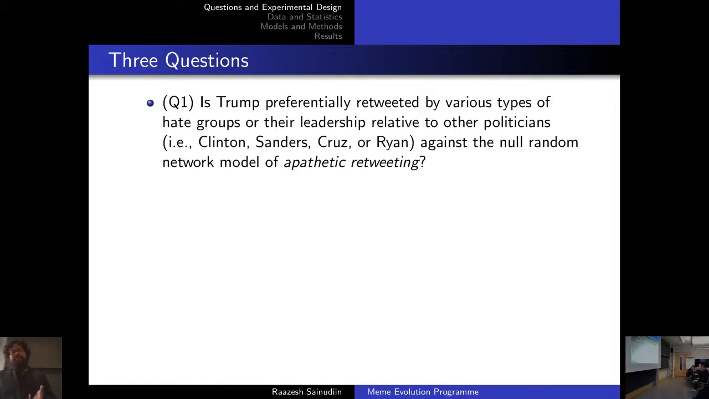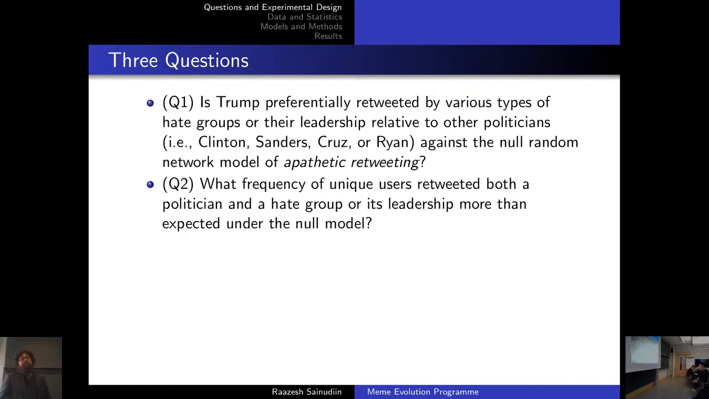So these were the contenders, the second runners-up. We also threw in Paul Ryan because he was Speaker of the House and we wanted some control on the Republican side. And this is against the null random network model of apathetic retweeting. I'll formalize exactly what that means, the words apathetic retweeting. It's a very specific class of configuration models. Question 2 is, what frequency of unique users retweeted both a politician and a hate group more than expected under the null model? That's a very simple question.